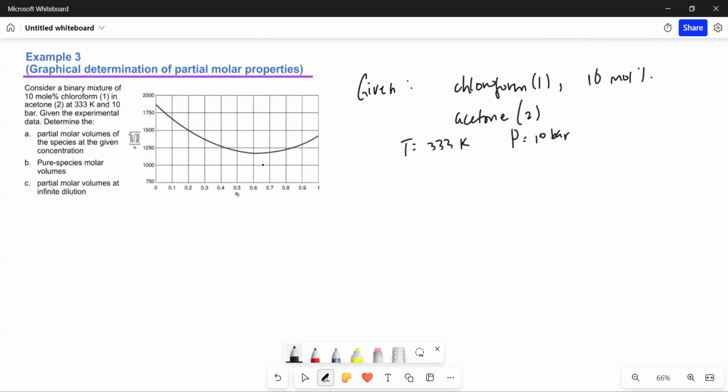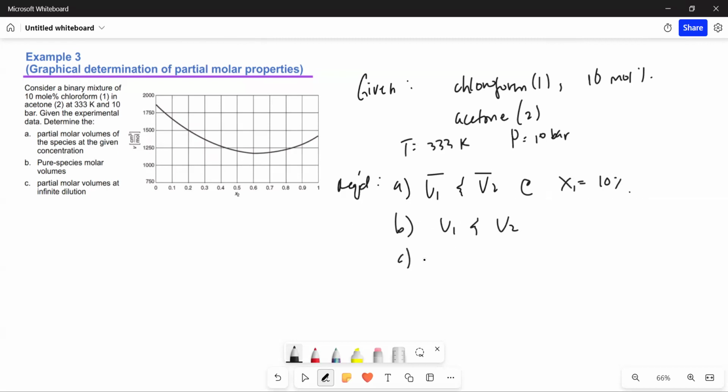We're also given this graph. What is required from us are the following. Letter A is the partial molar properties at x1 equal to 10%, chloroform 10%. And then the pure species molar volume. And then the partial molar properties at infinite dilution.